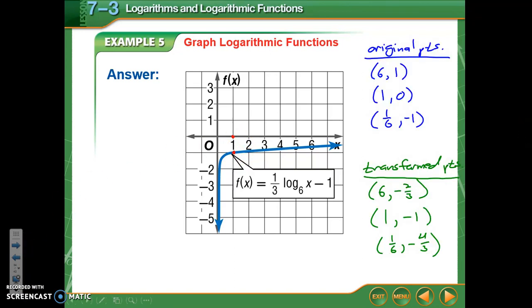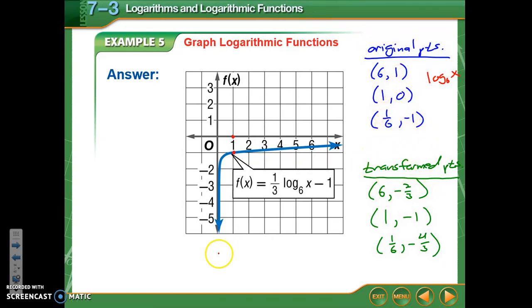So let's compare a little bit what's happening. These 3 points would be my original points I would have graphed with the function log base 6 of x. When I plug in 6, I get 1. When I plug in 1, I get 0. When I plug in 1/6, I get negative 1. So let's see what happens when we transform them.